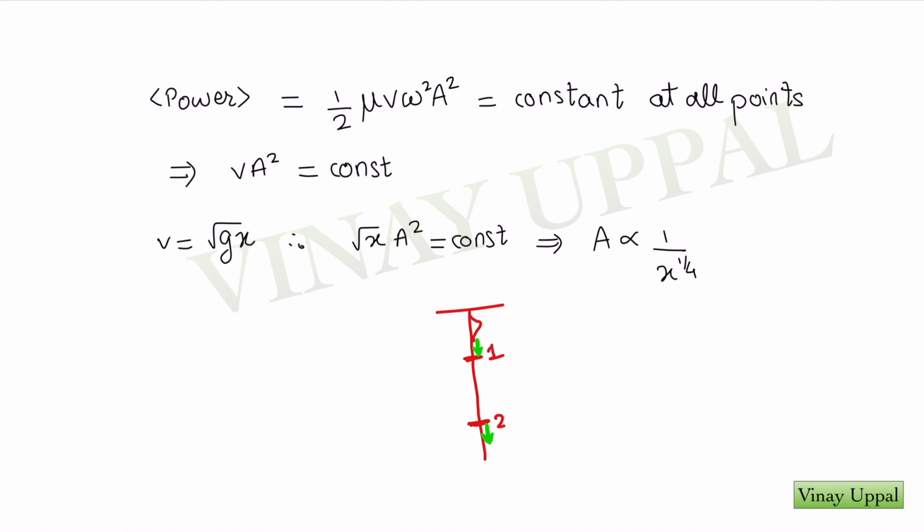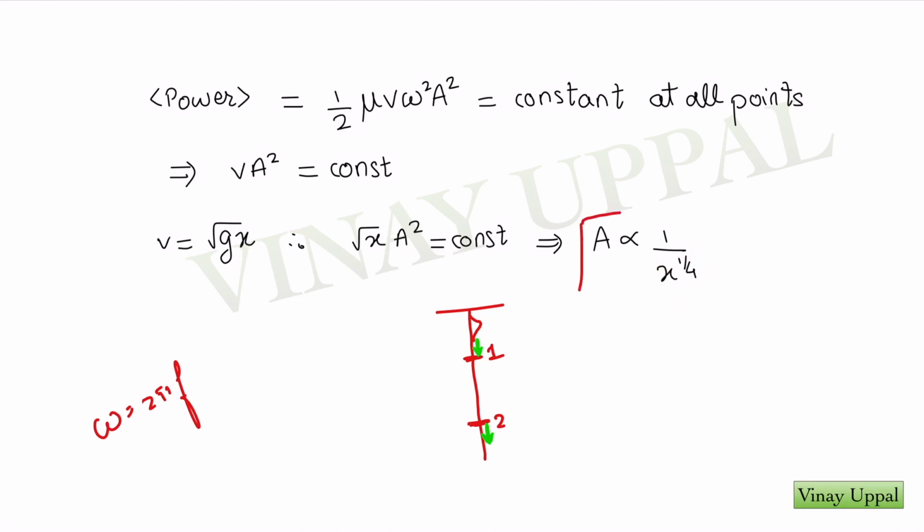Now you should be familiar with this equation of average power as half mu v omega squared A squared, where omega is the angular frequency, 2 pi times frequency, A is the amplitude, v is the speed of the wave. Because this is a constant at all points, I will have v times A squared is constant, the rest are of course constant anyway, and we already calculated v's dependence on x in this manner, and therefore I have root x times A squared is constant, and thus the amplitude should be inversely proportional to the fourth root of x.